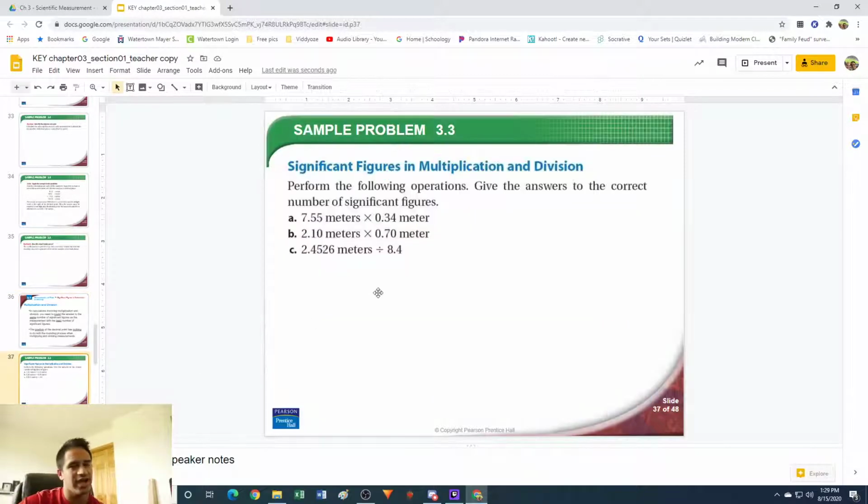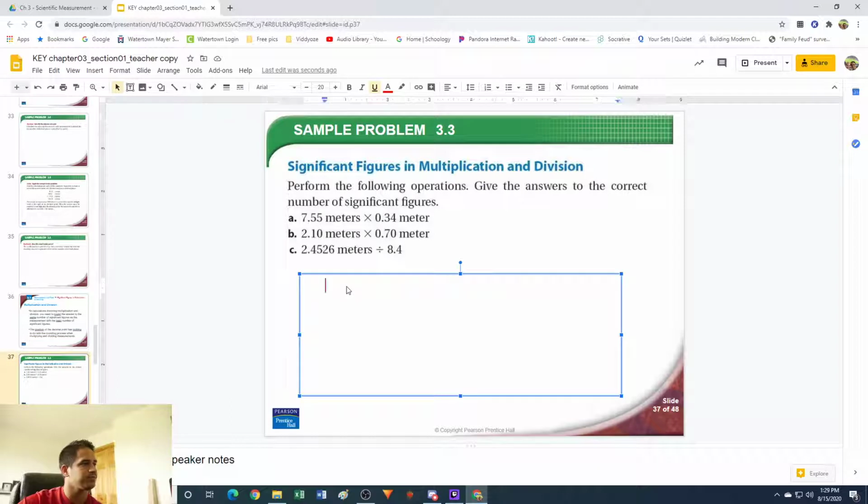So let's take a look at some examples. Letter A. We have 7.55. Oh, it's not underlined. This 7.55 meters times 0.34 meters.